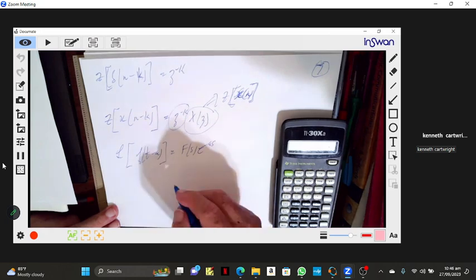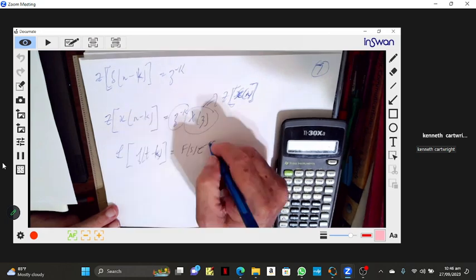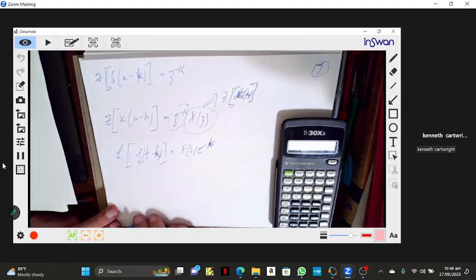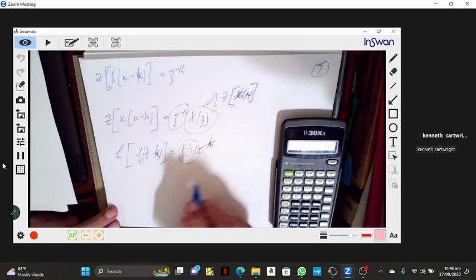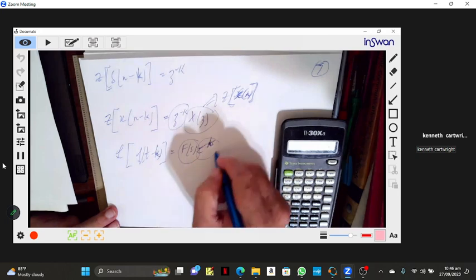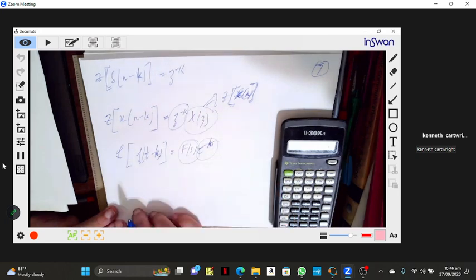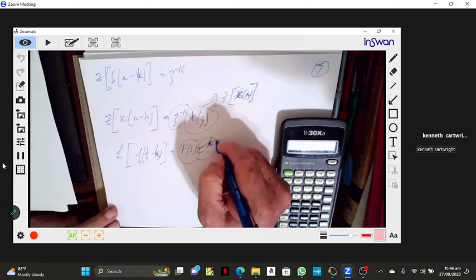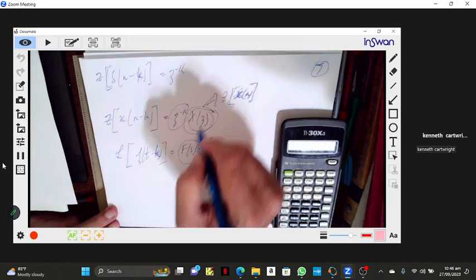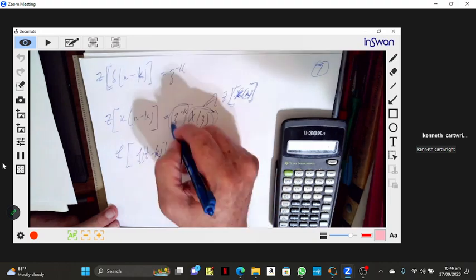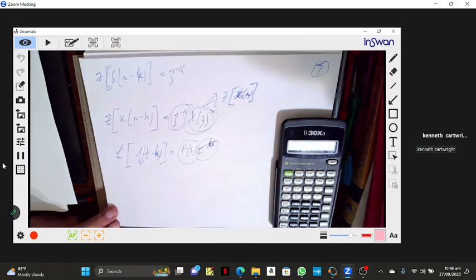Where, to be consistent, let's call that k. Here's Laplace of the original, and here's the factor to indicate there's a delay. Here's the Z transform of the original, X of n, and here's the multiplier to indicate the original signal is actually delayed by k.